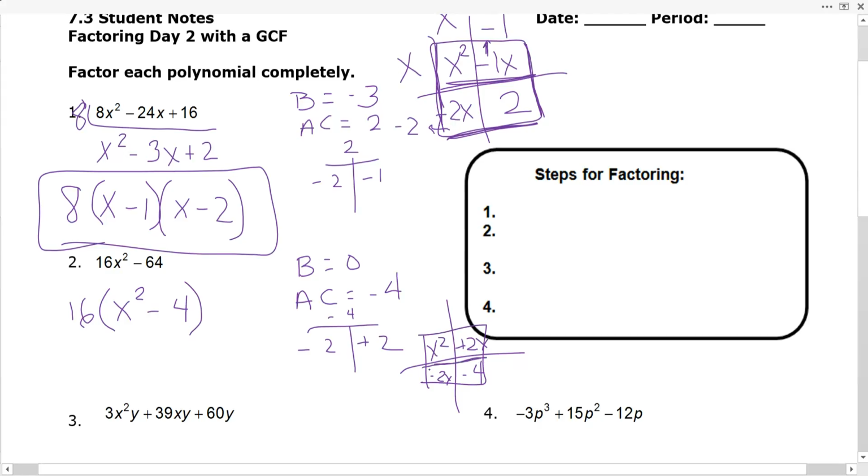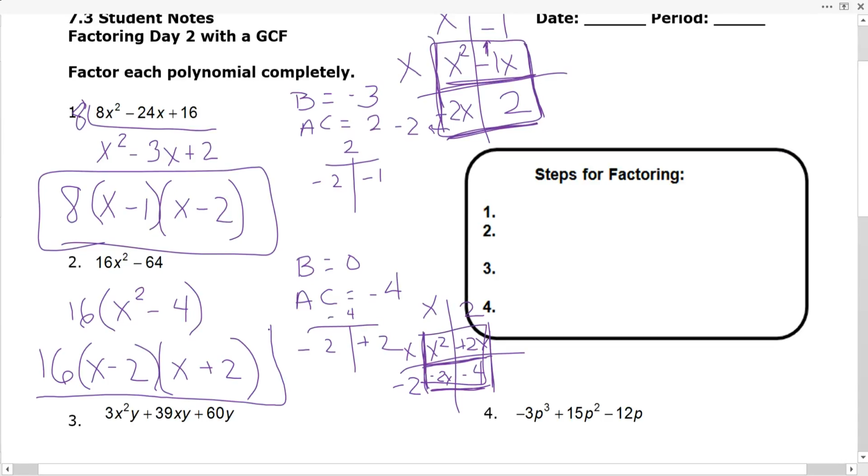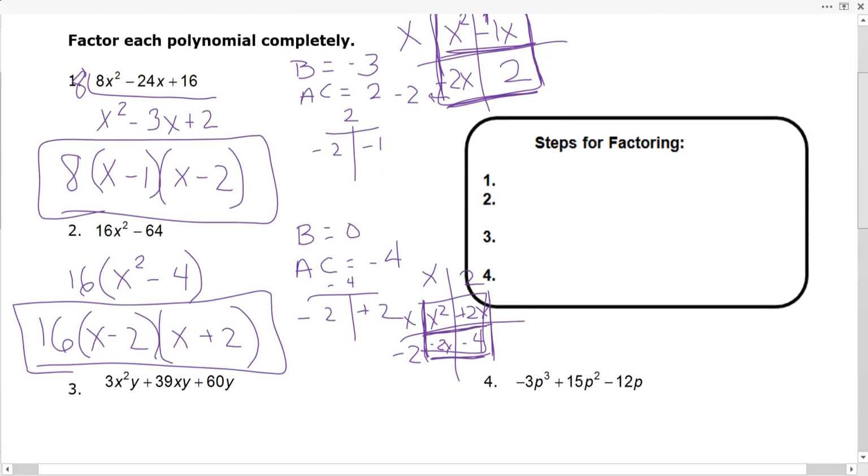My greatest common factor for the top is x. My greatest common factor on the bottom is -2. My greatest common factor on the left is x. My greatest common factor on the right is 2. So I have 16 times x minus 2 times x plus 2. That's completely factored and way easier when you take out the common factor.